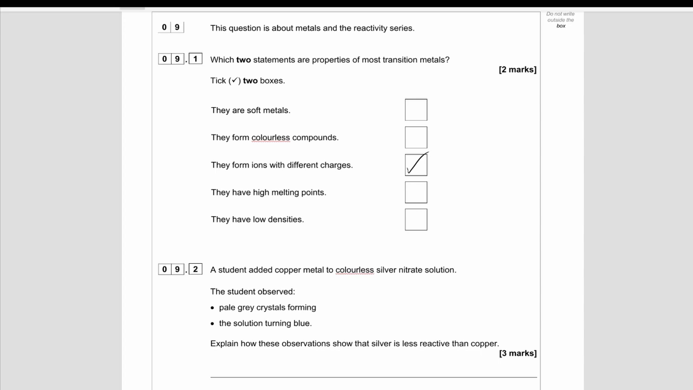And the other important thing to mention is their high melting points, because they're metals. They haven't got low density. Again, they're metals, so they're quite dense. They don't form colourless compounds. In fact, the exact opposite. And these metals are all hard metals like iron, copper, and things along those lines.